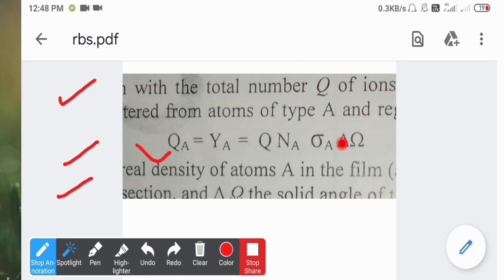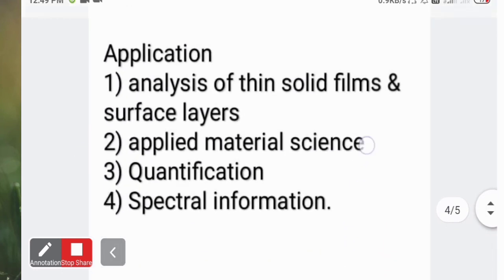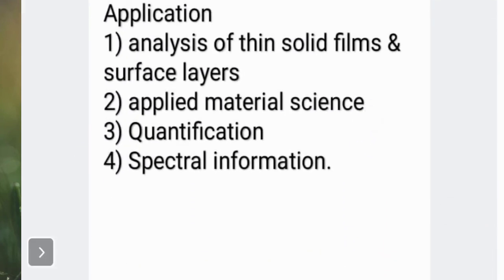This is the third application, and the last application is spectral information. This gives quantitative as well as qualitative information: the depth profiling of the elements of the particular surface, which types of scattering atoms are there, the position of the surface layer, the depth of the scattering atoms, and the thickness of the solid surface are determined using this technique.